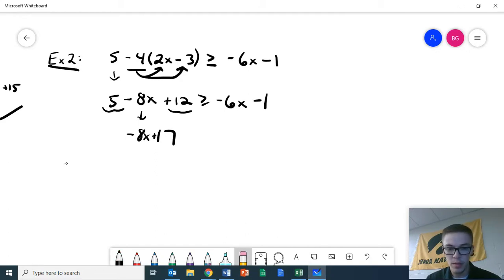Sorry, I forgot to mention at the very beginning, we should make that just an equal to sign. That way we are just solving for this boundary point, okay? Solving for the boundary point. So then I'm going to have equals negative 6x minus 1. So now it's just like the other example.